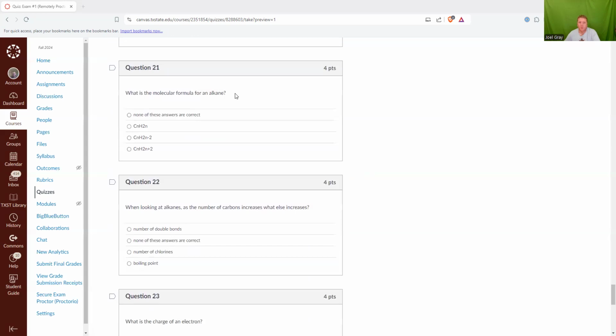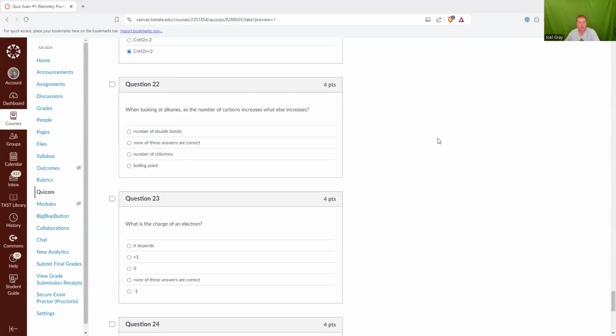What is the molecular formula of an alkane? So an alkane, you have C and then a subscript of n, and then H with 2 times that same subscript n plus 2. So the correct answer is this right here. Now CnH2n would be the formula for an alkene, because that would be your alkene.